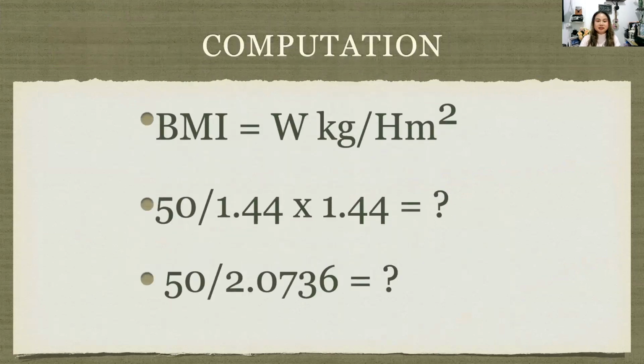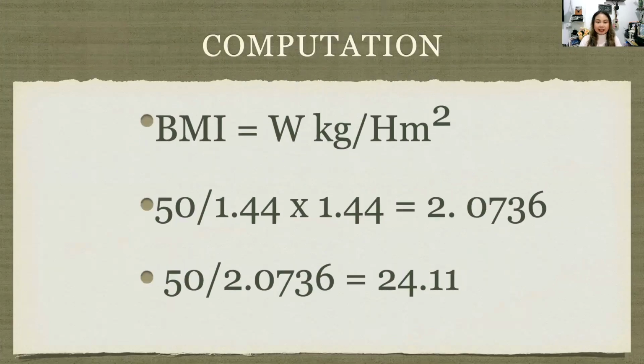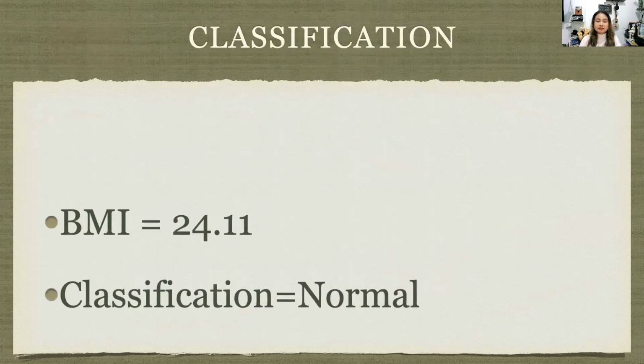So BMI is equal to W or weight in kilos divided by height in meters squared. 50 divided by 1.4 times 1.4. You need to have a result of 1.4 times 1.4. What is it? It's 2.0736. After doing so, divide 50 by 2.0736. What is the result? Yes, it's 24.11.